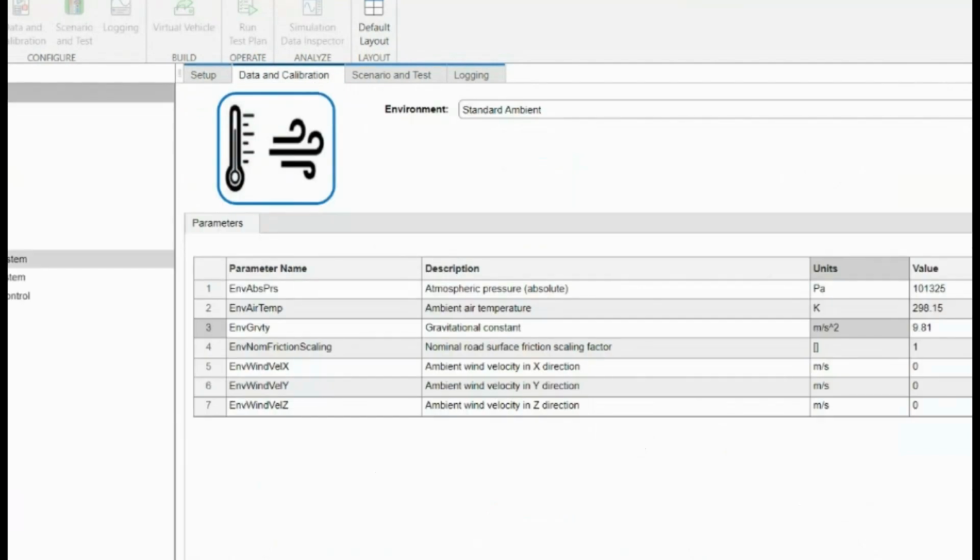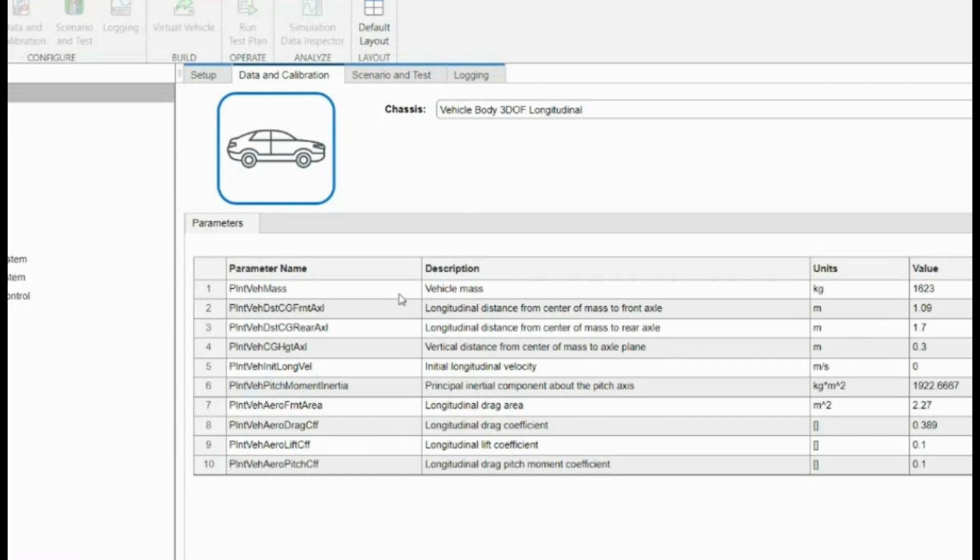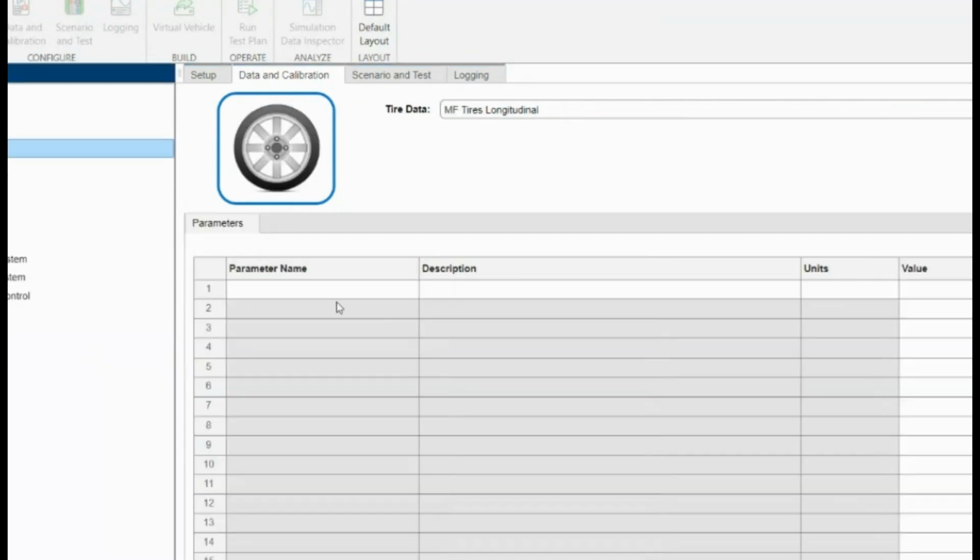There are different blocks. When I look at the chassis, passenger car, there is some ambient information requested. Vehicle mass: for our calculations, we use mass. So we are asking for vehicle data, the longitudinal distance between the center of mass and the front axle, velocity, and then the longitudinal drag area, the drag coefficient, and some chassis parameters like the vehicle mass. Okay, we just saw this. And then tire data.